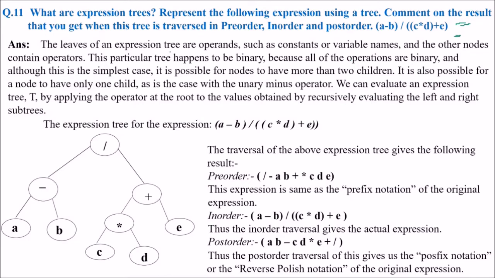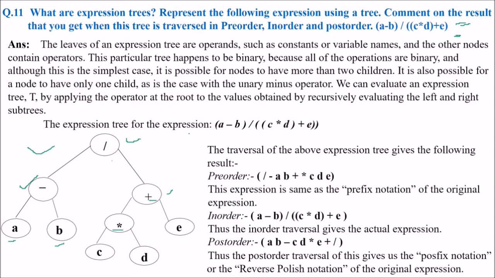So the leaves of an expression tree, these are operands always, such as constants or variable names. And the other nodes which you see here, these will contain the operators. So this particular tree happens to be a binary tree because all the operations are binary. And although this is the simplest case, it is possible for a node to have more than 2 children also. It is also possible for a node to have only one child, as is the case with the unary minus operator. You also have unary operators.